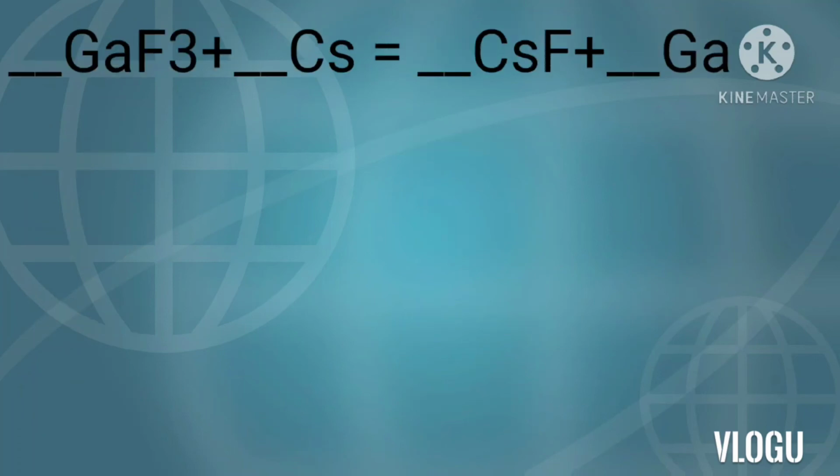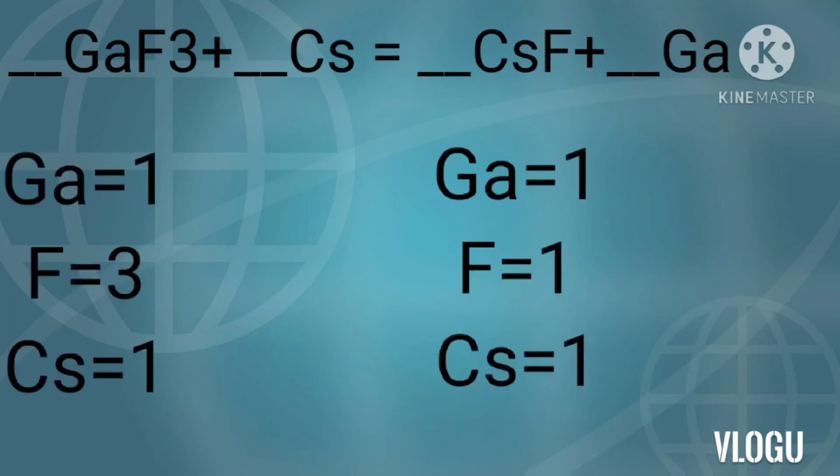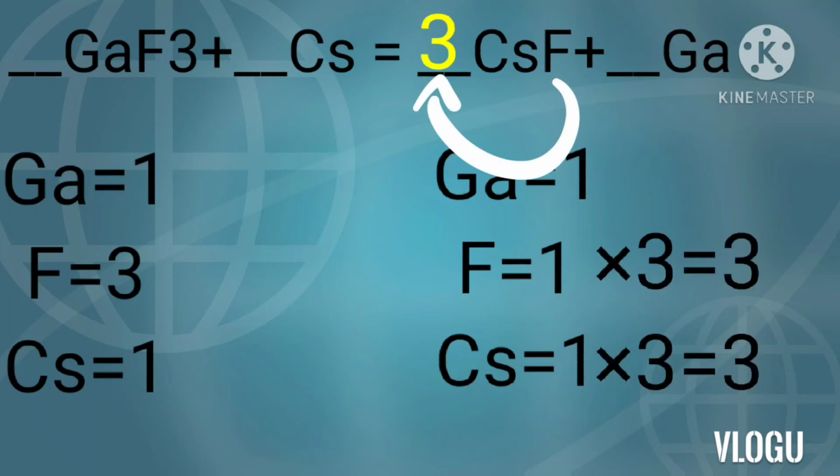Gotcha! Another simple equation: gallium fluoride plus cesium equals cesium fluoride plus gallium. Here we have 1, 3, 1 and 1, 1, 1, so where will we start? Fluorine has 3 and 1, so let's fix first fluorine 1 on the right by multiplying it by 3. And fluorine was combined with cesium, so let's multiply them both. Fluorine 1 times 3 equals 3. Same with cesium 1 times 3 equals 3 also. So we have now 1, 3, 3 on the right.